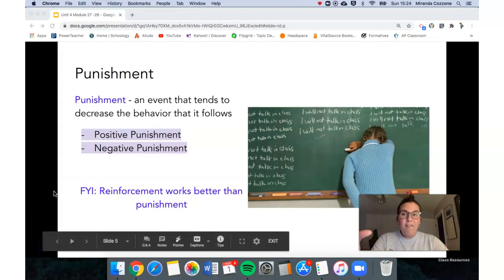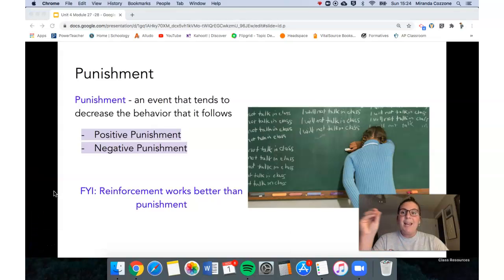On the flip side of reinforcement is punishment. Okay, we've all probably been punished at some point in our lives, either at home or at school, etc. So punishment is an event that tends to decrease the behavior that follows. Let's take the school example. A student keeps talking out of turn, and the teacher keeps getting upset and trying to course correct for that student. Eventually, if that student keeps talking, the teacher will likely punish that student.